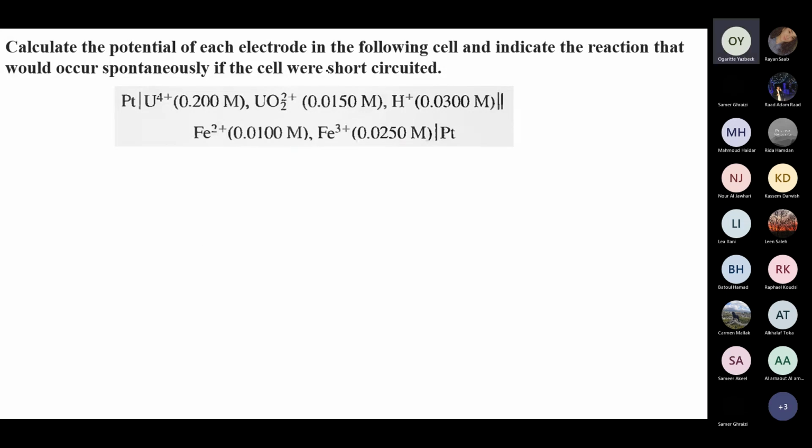Calculate the potential of each electrode in the following cell and indicate the reaction that would occur spontaneously if the cell were short-circuited. Okay. What do we mean by short-circuited? Meaning you put a short circuit, you start the circuit. Okay. We want to decide if the cell is spontaneous or not.